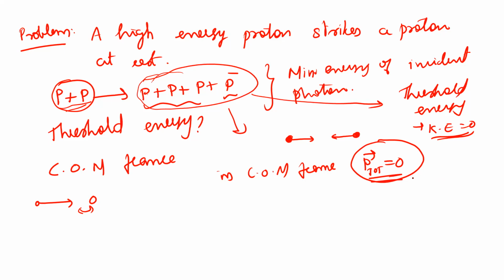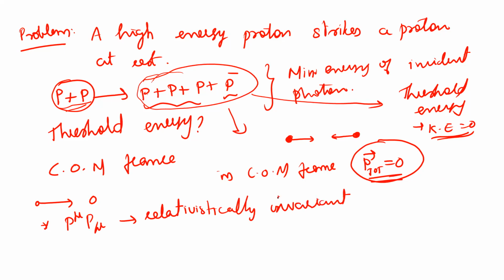So how do we solve this problem? We have to use the fact that the 4 momentum square, P dot P, or P mu, is relativistically invariant. This means you can calculate it from any frame you like, the center of mass frame or the laboratory frame, and you will get the same result. This invariance gives us an equation that is sufficient to solve the problem.